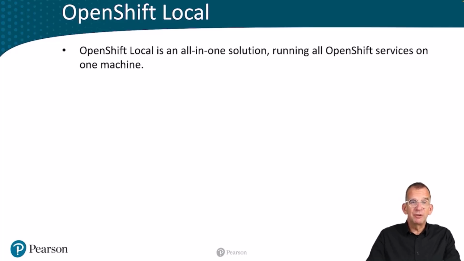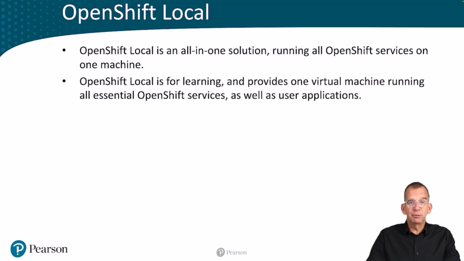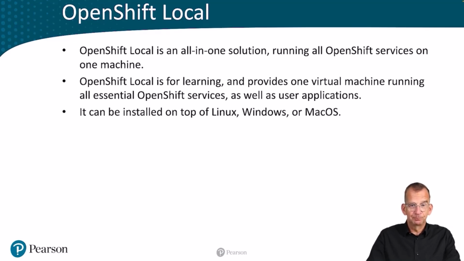So once you have OpenShift Local, it is an all-in-one solution. That means that it is not running multiple control nodes and multiple worker nodes. No, all OpenShift services are offered on one single machine. OpenShift Local is for learning, and it provides one virtual machine that runs all the essential OpenShift services as well as a user application. You can easily install it on top of Linux, Windows or macOS. Red Hat is providing easy installers for all of these platforms.